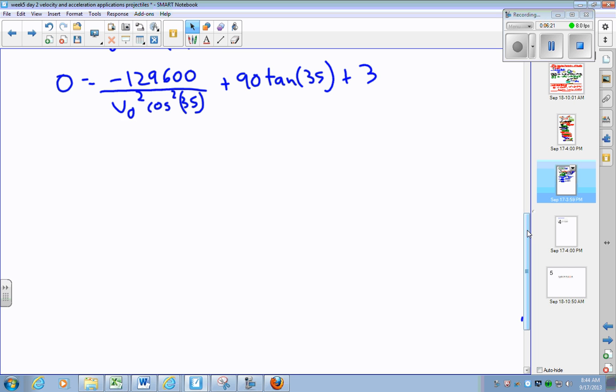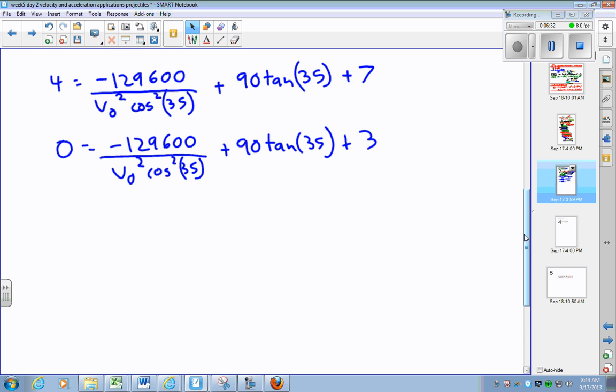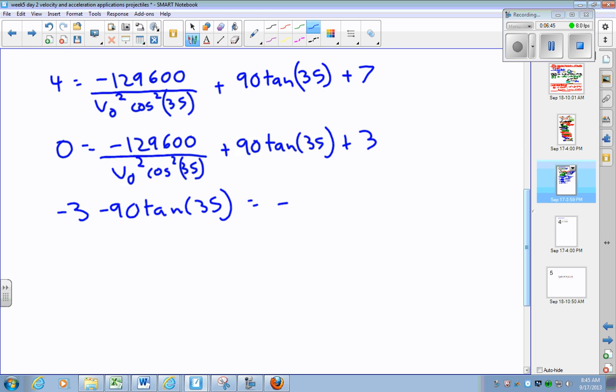Oh no, sorry, that's the next problem. Yeah, next problem. Can we solve this? I'm sorry, I just rambled for a second. I moved that 3 over, but that was kind of silly because I want to get v naught by itself. So let's see if I can do some magic and say -3 minus 90 tangent of 35 equals -129,600 over v naught squared cosine squared 35. Okay.